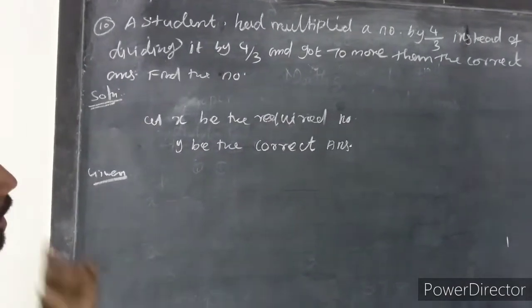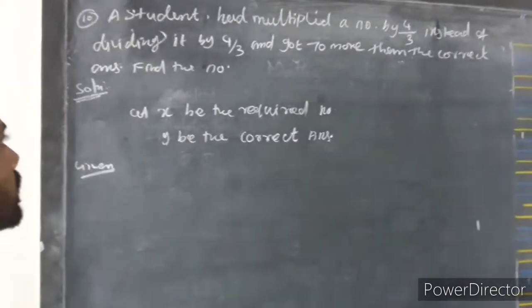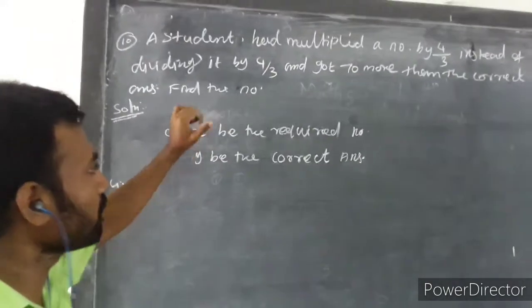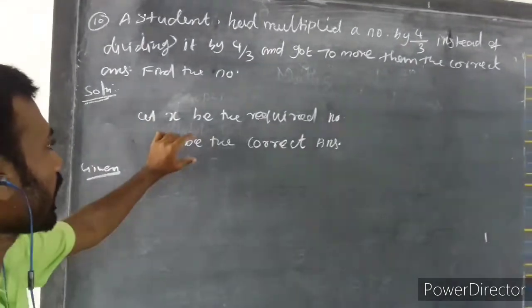Okay, right. We want the value, so there are two. One is the required value, and the second one is the correct answer.